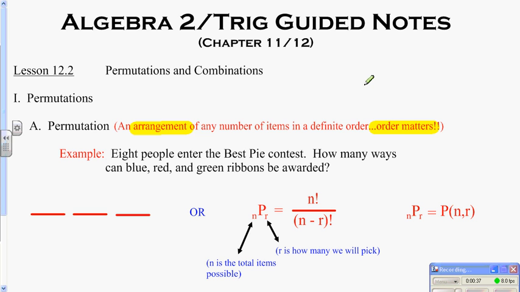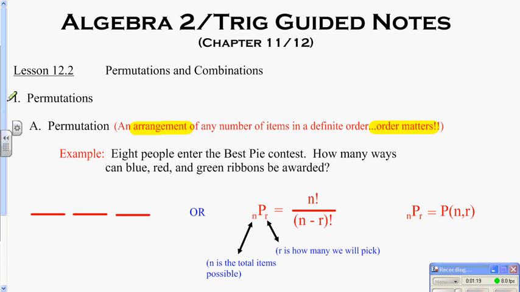Combinations, however, do not care. For example, if you have a track team, a relay team with 4 runners, the arrangement of those runners, who's starting, who's finishing, who's running the first, second, third legs of the race, that is a permutation. However, if you look at the group of those 4 people, no matter how you rearrange them, it's still those 4 people. That is one combination. So if the order matters, we call it a permutation. If it does not, it's called a combination.